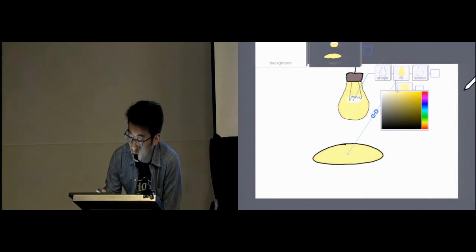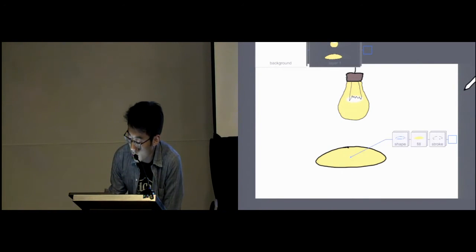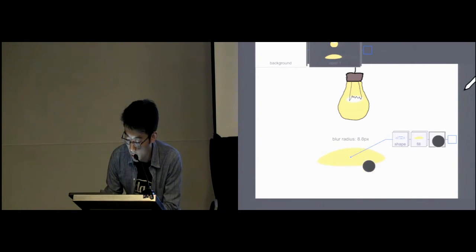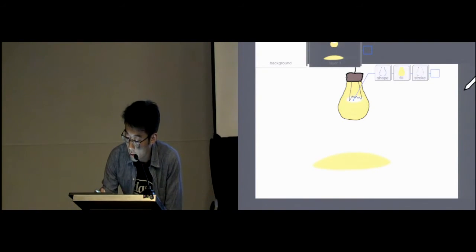I'm making it shallower. All right, now I'm working on the reflection. I just want to get rid of the stroke, add the blur back, and change the blur. Okay. And I want to tune the color a bit.